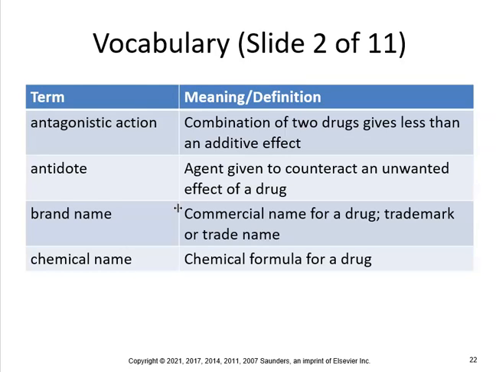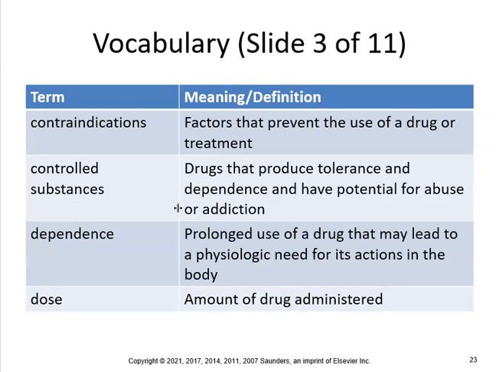Brand name: commercial name for a drug, trademark, such as Tylenol. Chemical name: chemical formula for a drug, C6H9NO2. Contraindications: factors that prevent the use of a drug or treatment. Controlled substances: drugs that produce tolerance and dependence and have potential for abuse or addiction. Dependence: prolonged use of a drug that may lead to a physiological need for its action in the body. Dose: amount of drug administered. So know the definition of dependence.